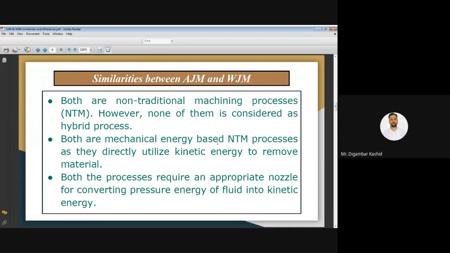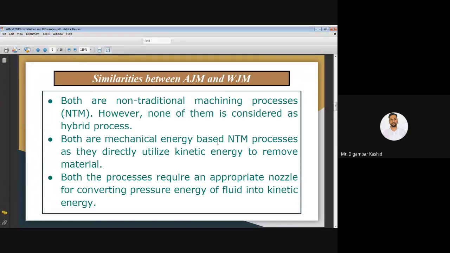Now quickly I have gone through the working principle of abrasive jet machining and water jet machining. Now let us go through the similar points between these two. Basically the first point is both are non-traditional, non-conventional machining processes. However, none of them is considered a hybrid process.